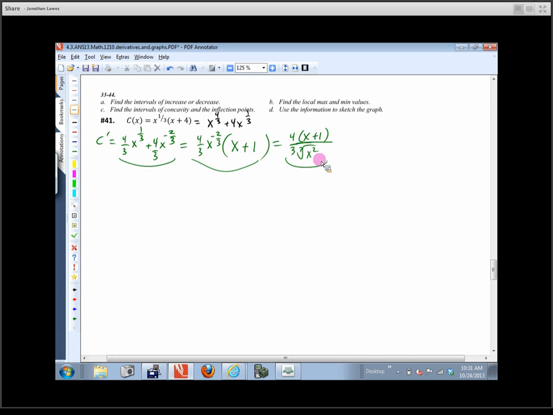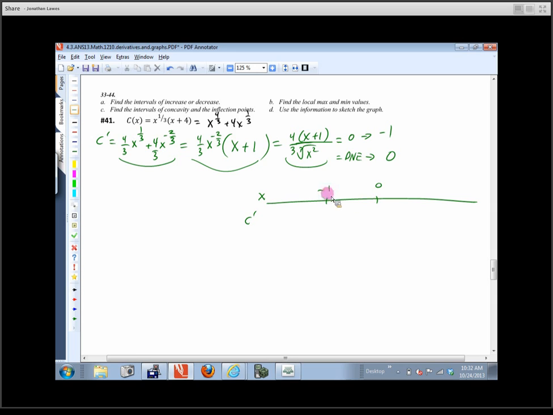With me? Okay. So what do we want from this? When it equals 0 and when it doesn't exist. When does it equal 0? At -1. And when does it not exist? At 0. So here's my sign line. Remember, these are x's, and I'm keeping track of the derivative. I'm going to put a -1 on here, and I'm going to put a 0 on here.